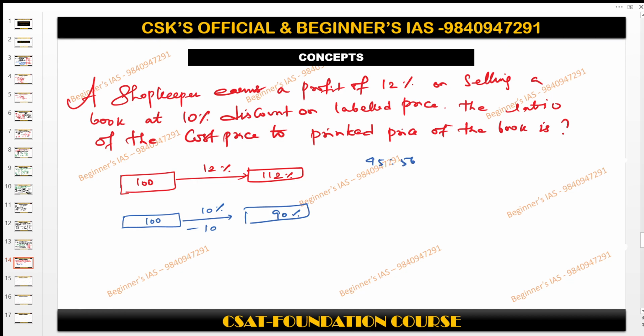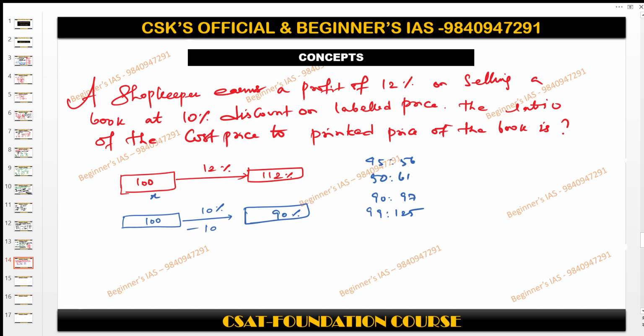45 is to 56, 50 is to 61, 90 is to 97, 99 is to 125. So 50 is to 61. How? Sir, I took CP as 100, so SP I found out as 112. What is it, actually? Equate the SPs. What is the SP in the first case?